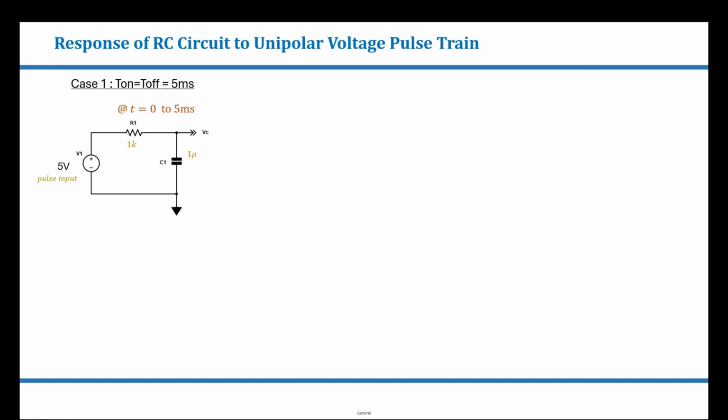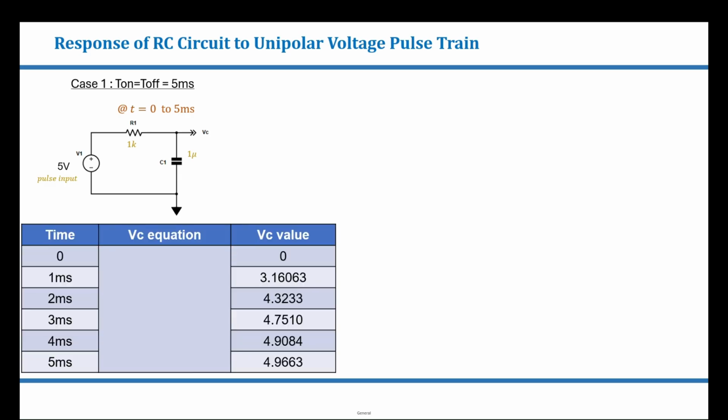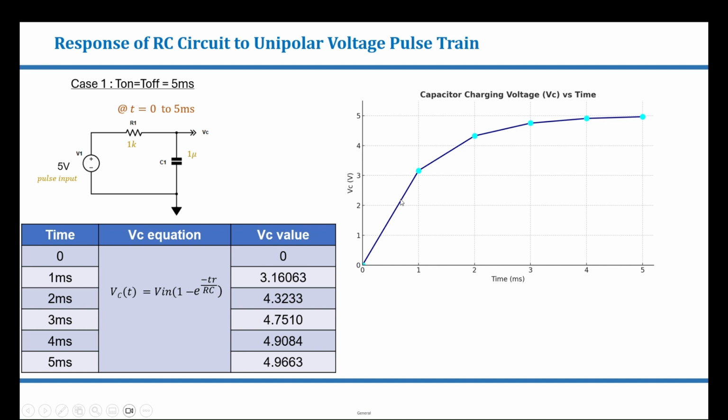Now let's see how the voltage across the capacitor between 0 to 5 milliseconds looks. If we consider 5 intermediate points before 5 milliseconds, that is 0, 1, 2, 3 and 4 milliseconds, and plot it, we can see that the voltage across the capacitor is increasing exponentially and can be calculated using the following equation. When we plot these values, we can see that the graph is exponentially increasing. And at 5 milliseconds, it gets charged up to 4.96 volts.